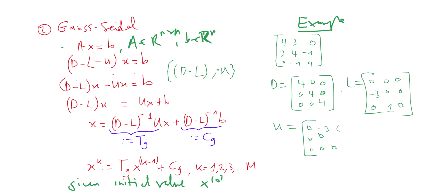Okay, so the next step is to compute your TG, which consists of (D minus L) inverse times U, and then your CG, which consists of (D minus L) inverse of B. Once you do these two, it is straightforward for you to compute your results as you want.